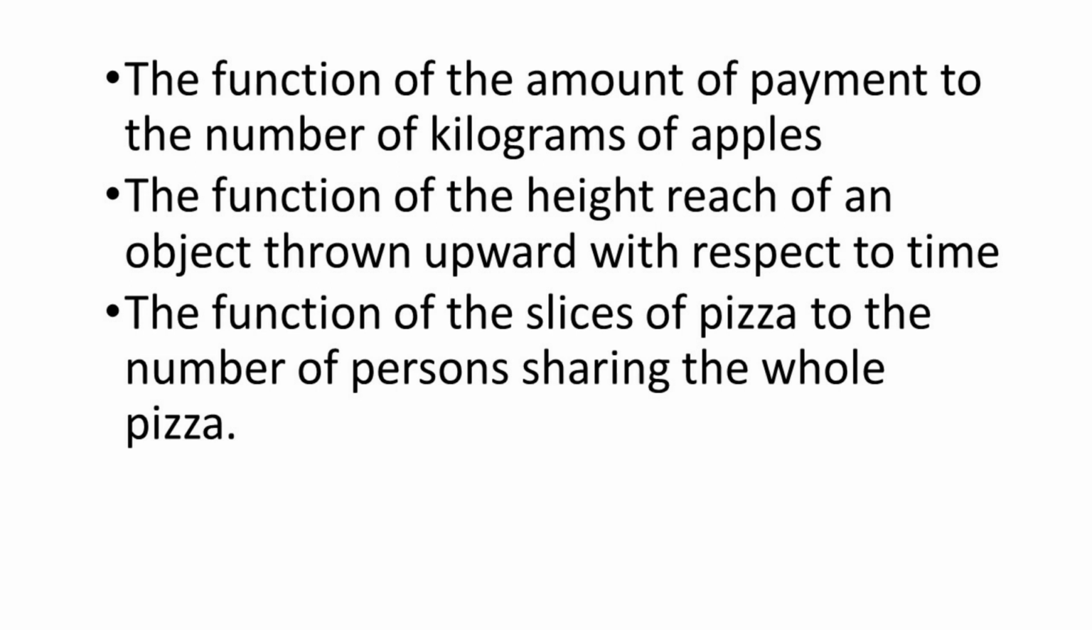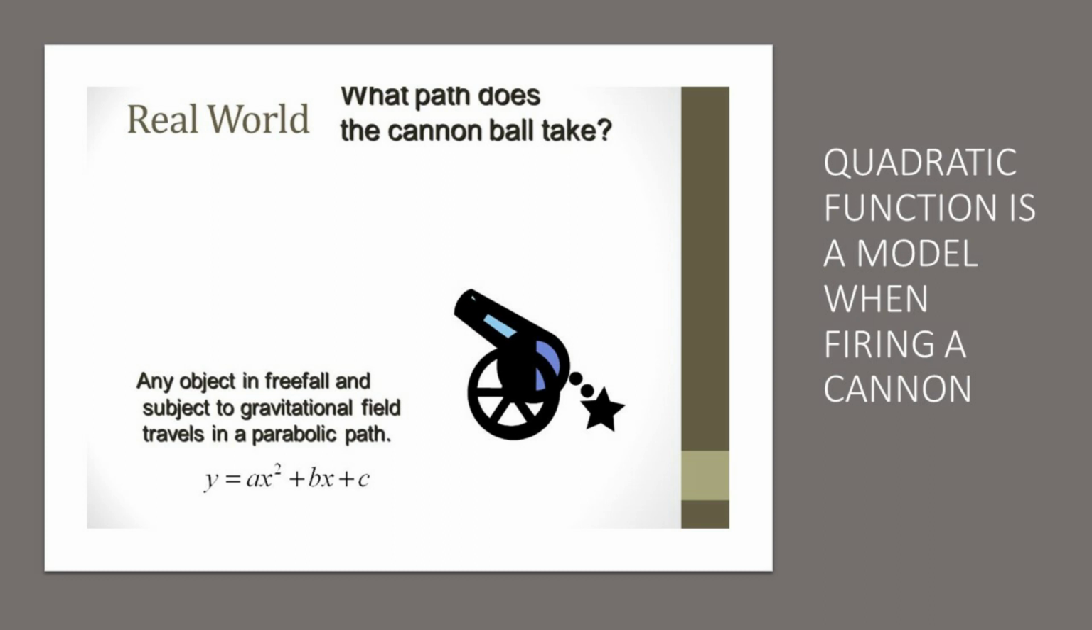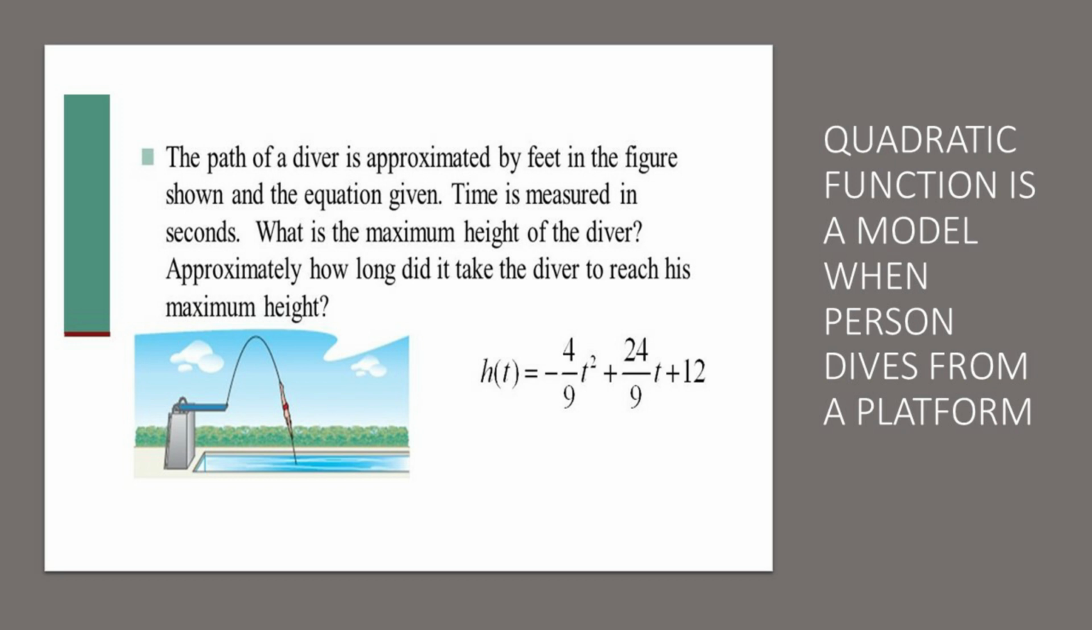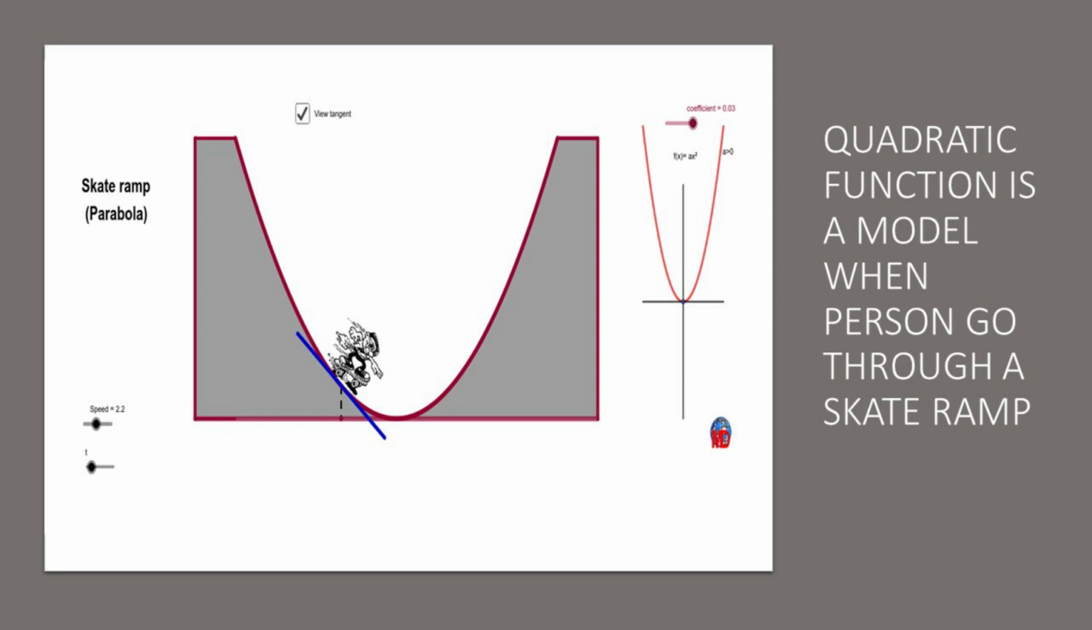So there are several types of applications, real life situations that we can relate to quadratic function. One is shooting a basketball to a basketball ring. The other one is a model of firing a cannon. The other one is when a person dives from a platform. And the other one could be a person hitting a golf ball. And lastly, quadratic function is a model when a person goes through a skate ramp.